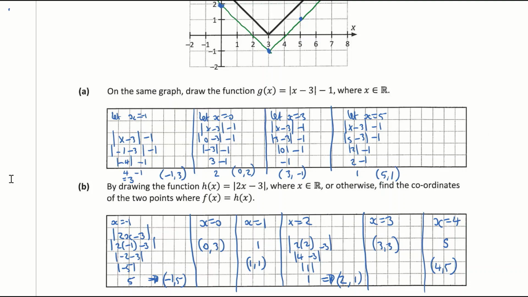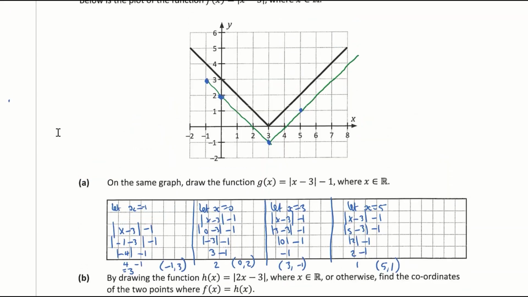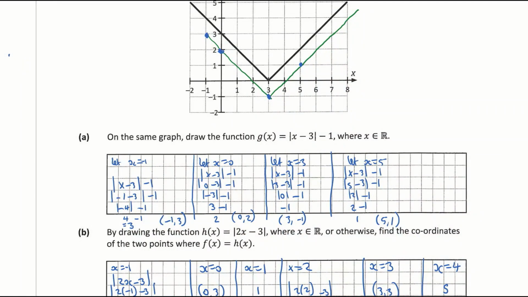Now I'm going to go up because it says by drawing them onto the graph. So we now need to plot those couples, those points. So the first one, minus 1, 5. Minus 1, 5 would be around here. The next one, 0, 3 would be here. 1, 1 would be here. 2, 1 would be here.